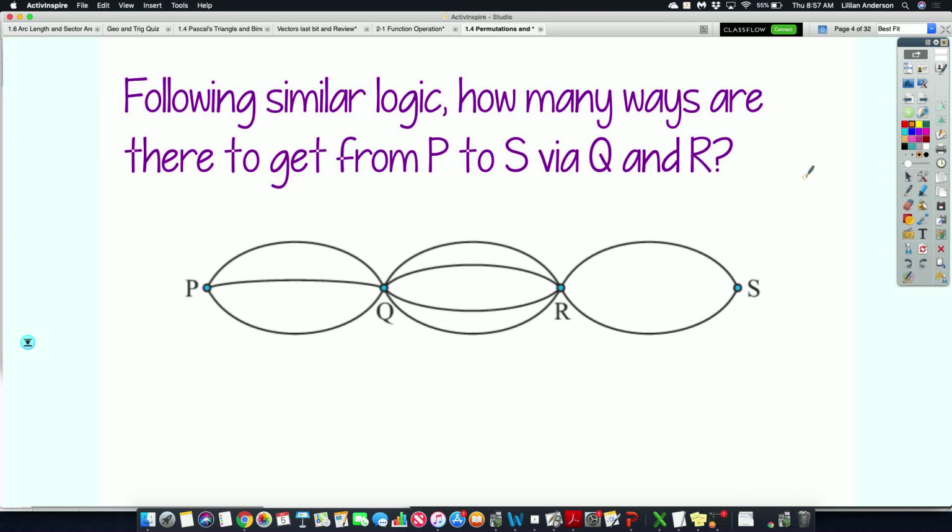same logic. What about now? How can I get from P to S via Q and R? So what's the answer? Which one is it? 24. Because how many ways are there to get from P to Q? There's 3. How many ways are there to get from Q to R? 4. And then how many ways are there to get from R to S? 2. And we multiply all of them together. So 3 times 4 is 12, times 2 is 24. So there's 24 ways to get from P to S, right?